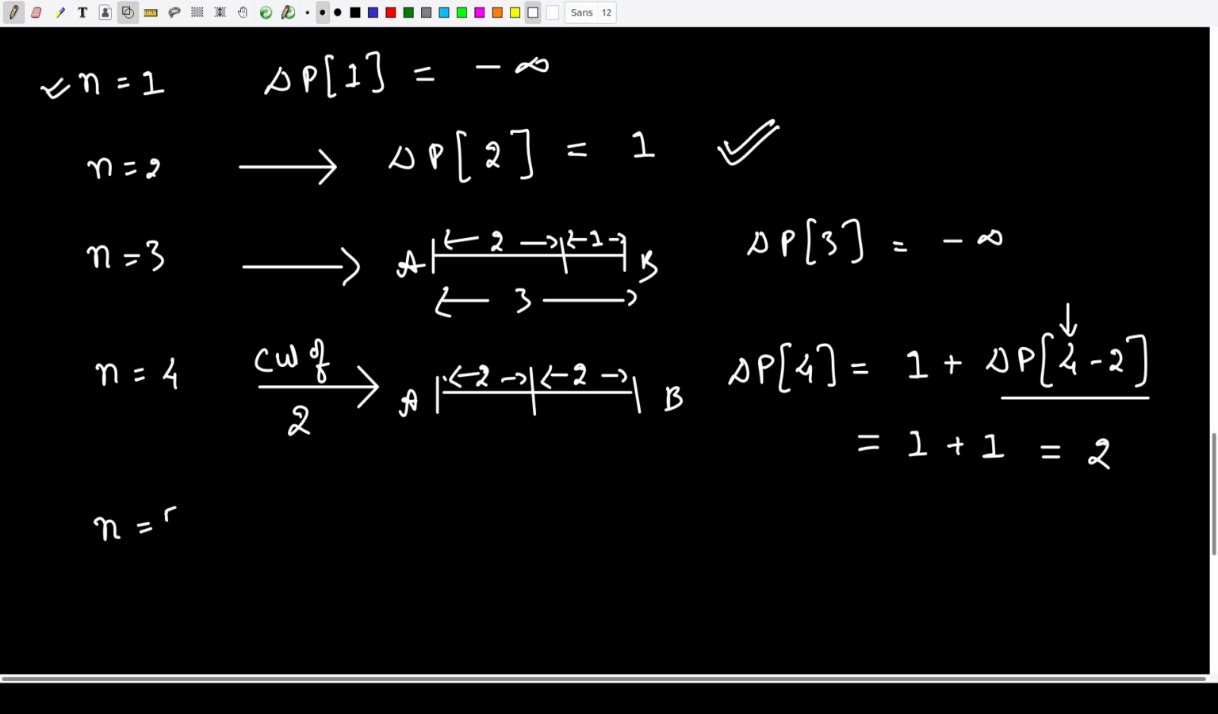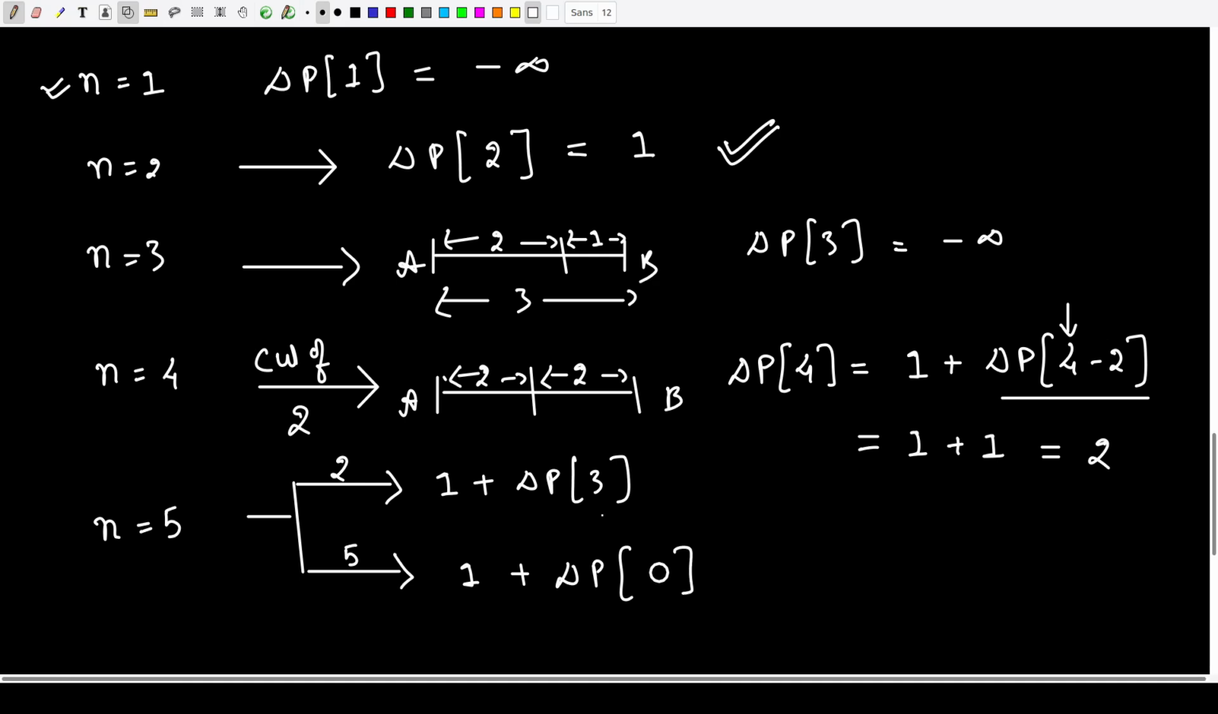Now let's work with n equals 5. When n is equal to 5, we have two options over here. Either we can make a cut of 2 or we can make a cut of 5. Now if we make a cut of 2, then this will be equal to 1 plus dp of 3, and if we make a cut of 5, then this will be equal to 1 plus dp of 0. And this 3 is essentially 5 minus 2 and this 0 is 5 minus 5. And the reason why we are adding 1 to it is because we have made a cut of 2 and 5, because of which this 1 is coming over here.